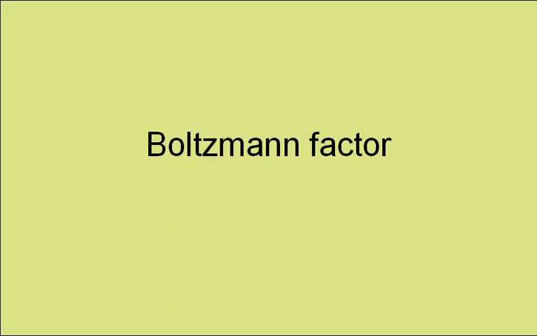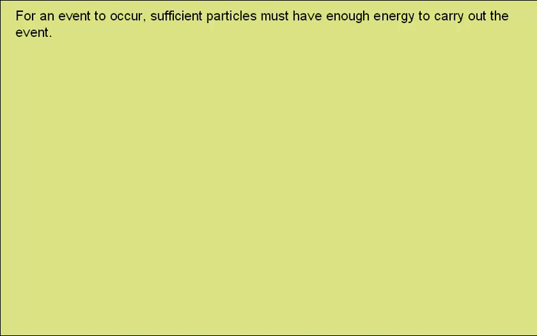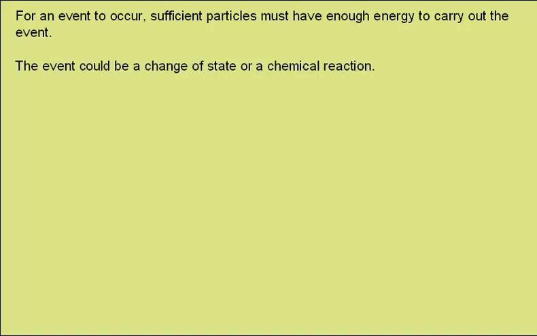The Boltzmann factor. For an event to occur, sufficient particles must have enough energy to carry out that event. The event could be a change of state, it could be a chemical reaction, or thermionic emission from a metal, ionization, or conduction in semiconductors, or molecules moving past each other in a liquid, allowing it to flow, for example.